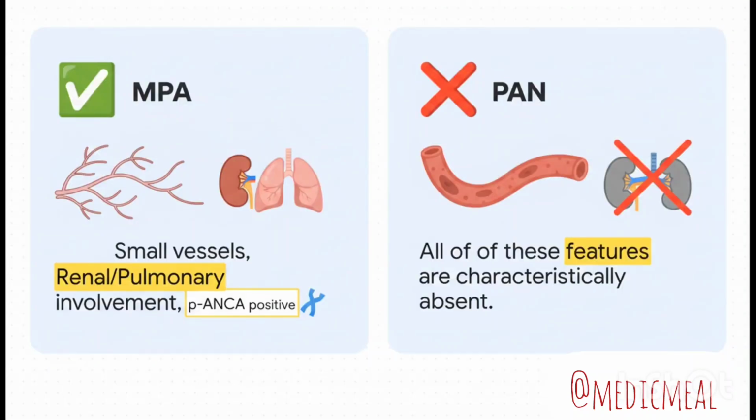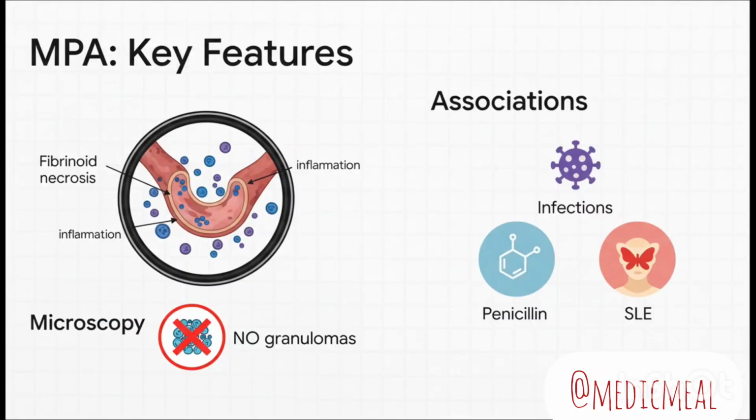Now, it is absolutely critical to be able to tell MPA apart from a similar sounding condition called polyarteritis nodosa, or PAN. This slide lays it out perfectly. MPA involves the small vessels, it always hits the kidneys and lungs, and it's usually p-ANCA positive. PAN, on the other hand, goes for the medium-sized arteries, and all of those features we just mentioned are characteristically absent. Under the microscope in MPA, you're going to see what's called fibrinoid necrosis of the vessel wall and obvious inflammation. But what you won't see are granulomas. That's a huge difference from some of these other conditions.